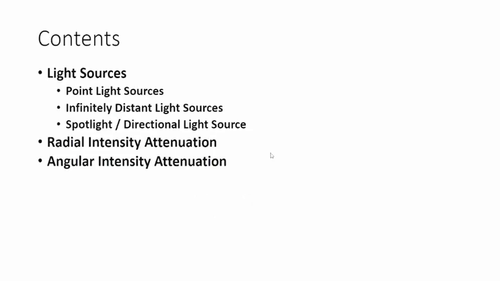In this video, we will be learning about light sources in computer graphics. So we will be looking at different types of light sources that we might have in computer graphics, as well as the attenuation property of the light and how to model that attenuation for different kinds of light sources.